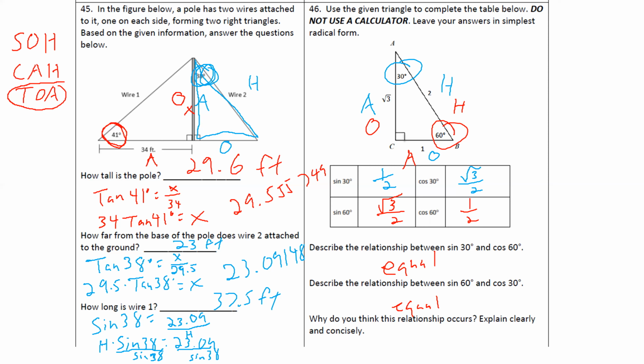The last one you have to explain. Why does that happen? Well, in a right triangle, the two acute angles are complements. And when we go from one angle to the other, we have to relabel our figure so that the opposite side becomes our adjacent side and the adjacent side becomes the opposite side. So all of our values switched. If you want to write something like that, that'd be good.